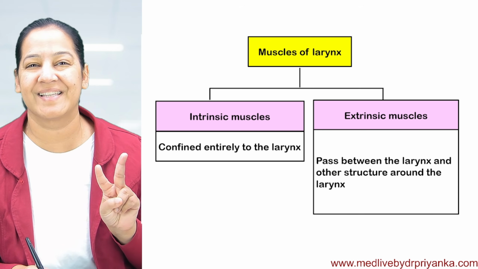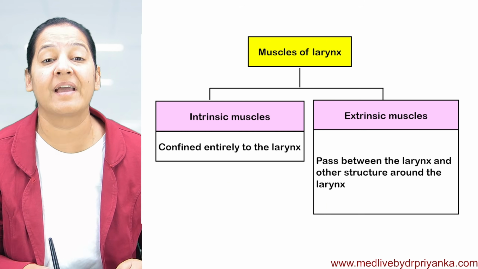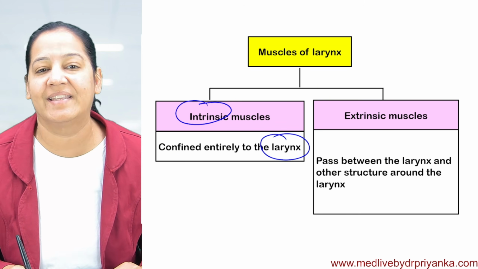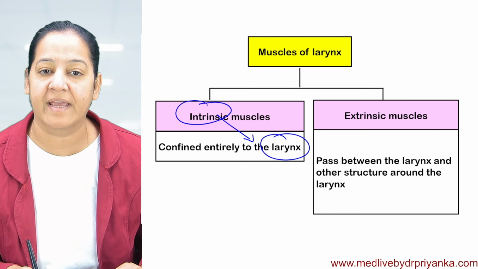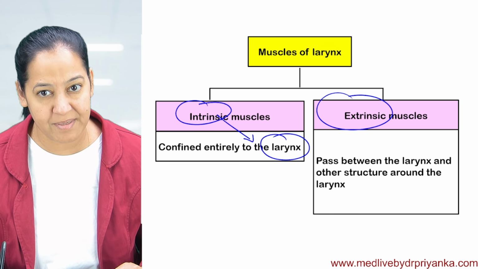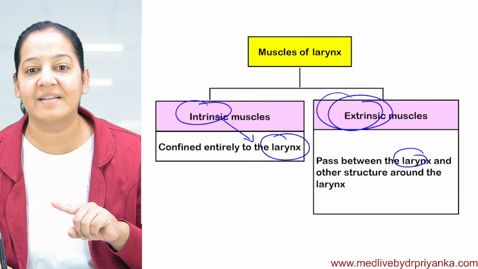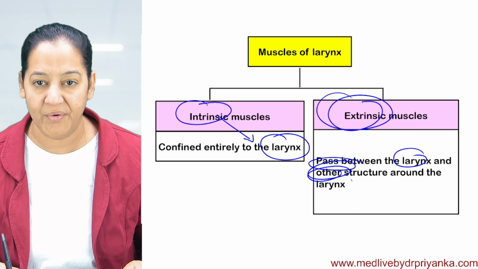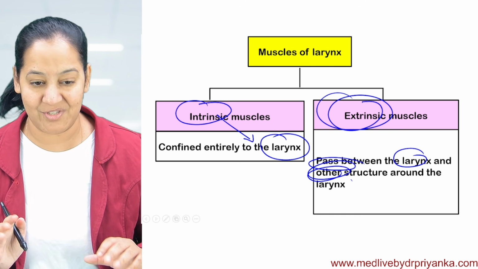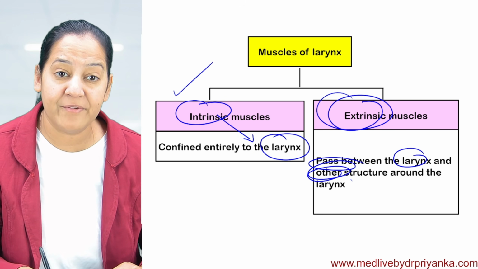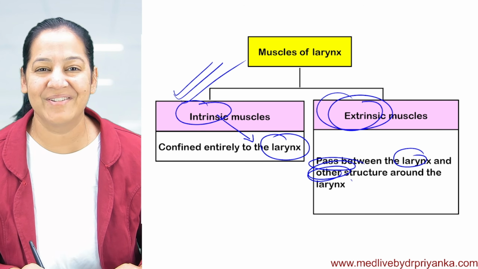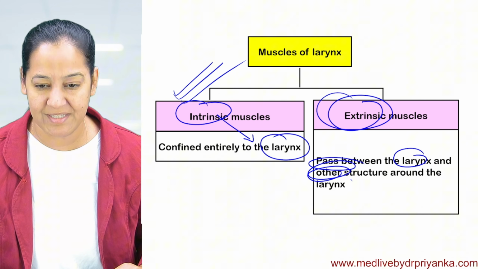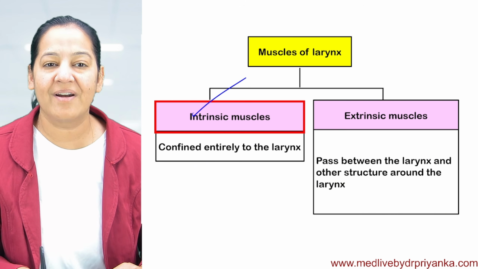There are 2 types of muscles in the larynx, intrinsic and extrinsic. Intrinsic muscles are the muscles which are confined entirely inside the larynx. As the name indicates, they are inside the larynx, and extrinsic muscles are the muscles which are between the larynx and the surrounding structures. They connect the larynx with other structures. So currently I am interested in the intrinsic muscles of the larynx. Got it? Here we have to revise quickly the intrinsic muscles of the larynx.